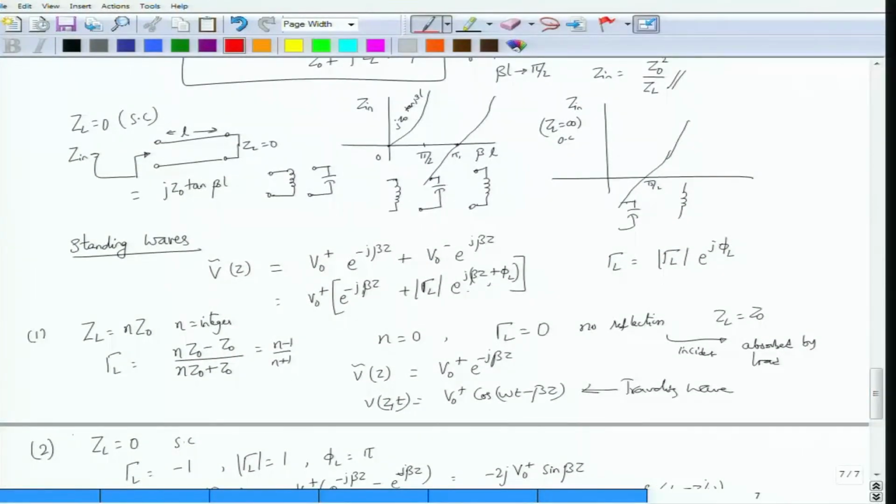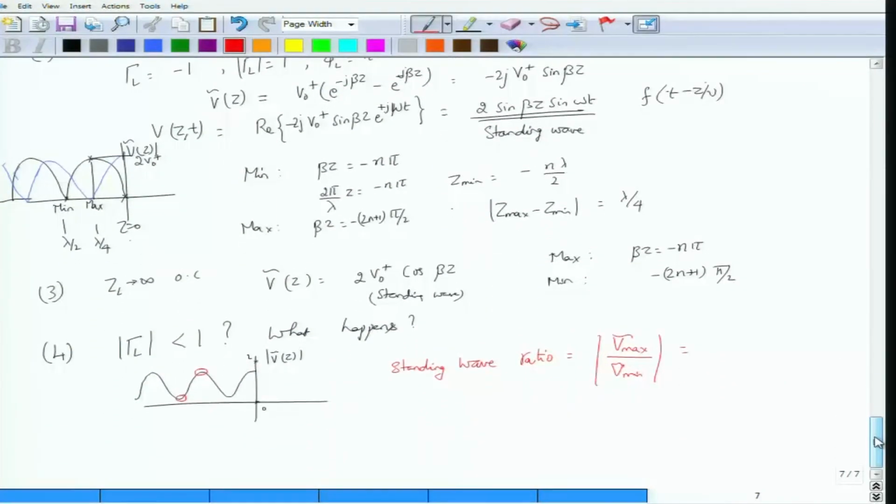In this case, maximum will occur whenever you have this beta z plus phi L being equal to 0. So, you can take this out, then this would be e power j 2 beta z plus phi L. When you factor this out, what you get is 1 plus mod gamma L into something. When that phase factor is equal to 1, you get a maximum value, and that maximum value is given by 1 plus mod gamma L. Similarly, the minimum value is given by 1 minus mod gamma L.